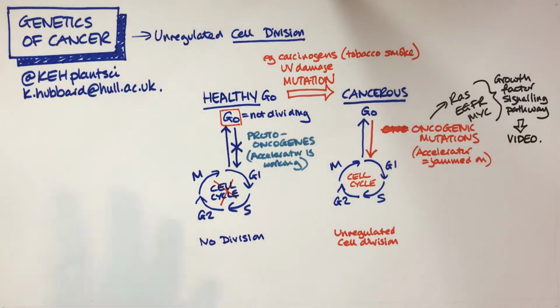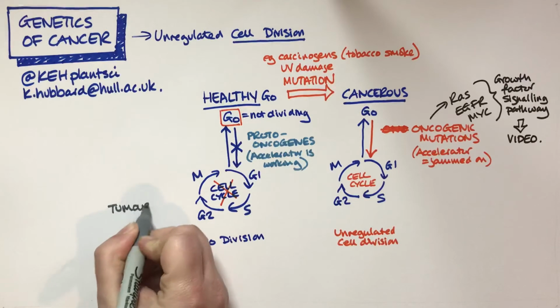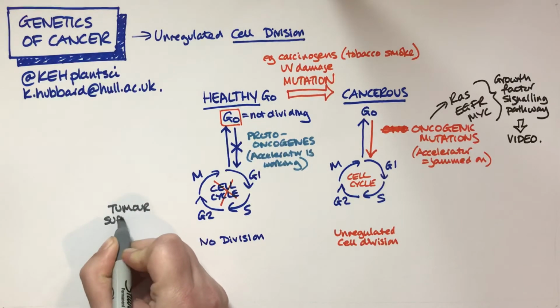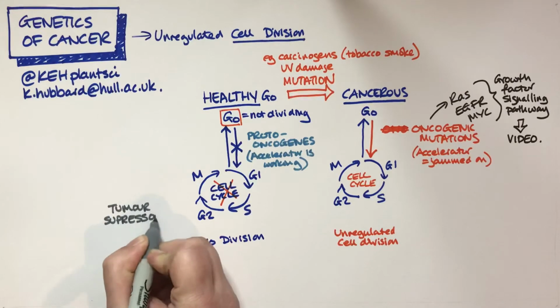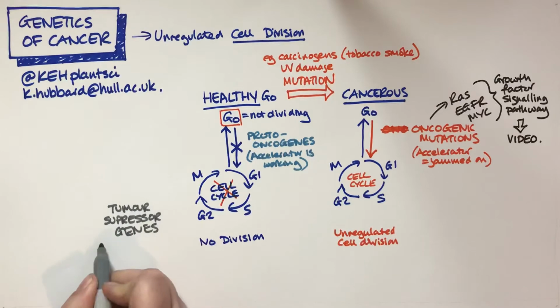But in a car, if your accelerator is jammed on, you still won't crash because you've got brakes. Your brakes are working. And the cell cycle has brakes as well. We have genes that are called tumour suppressor genes. So these are effectively your brakes.